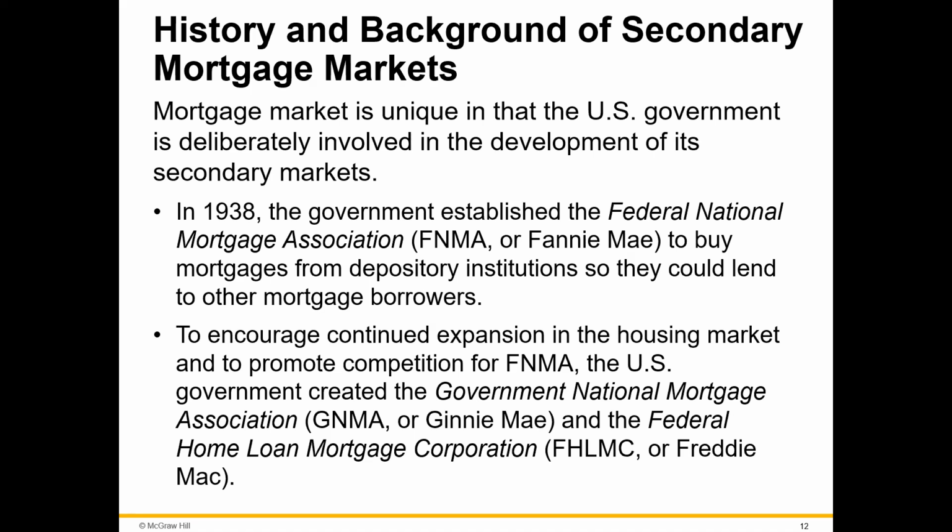In 1938, in the United States, the government established the Federal National Mortgage Association. You may have heard them as Fannie Mae, to buy mortgages from depository institutions so they could lend to other mortgage borrowers. So what happens is, let's say you have a bank, and the bank generates so many mortgages. Well, as the bank is doing these loans, it ties up the money they can lend out, so that it gets to a point where they can't do any more. So this organization's job is to go ahead and buy it from them to release that. This is one of the many things they do: buy it from them to release that, and they can continue making mortgage loans to other borrowers, to encourage continued expansion in the housing market and to promote competition to Fannie Mae. Then they also created the Ginnie Mae and Freddie Mac.